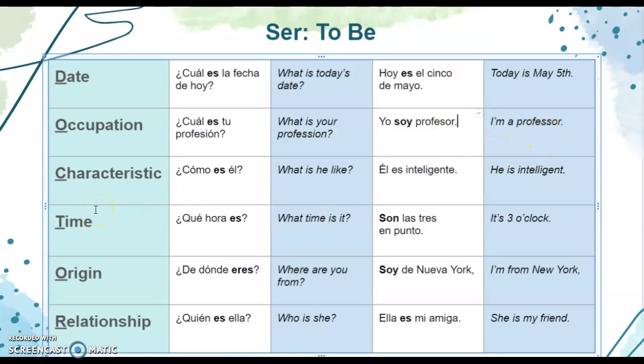All right, and if it's a characteristic of a person or a thing, I'm also going to use the verb ser. I'm going to ask, ¿Cómo es él? What's he like? And then my answer, again, is going to have this verb, él es inteligente. He is intelligent.